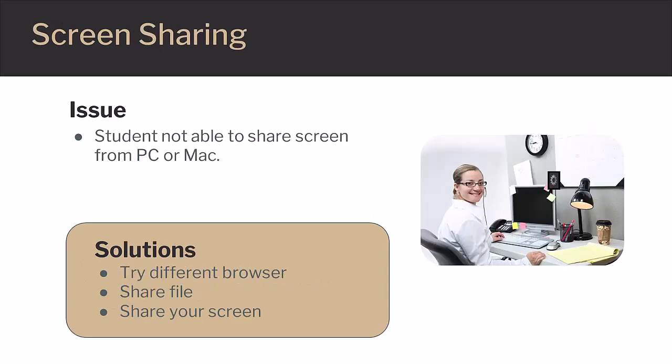If a student is unable to share his or her screen, spend a minute or two trying to troubleshoot. If that doesn't work, you may have the student try a different browser. You can also share a file instead, or you could share your screen.